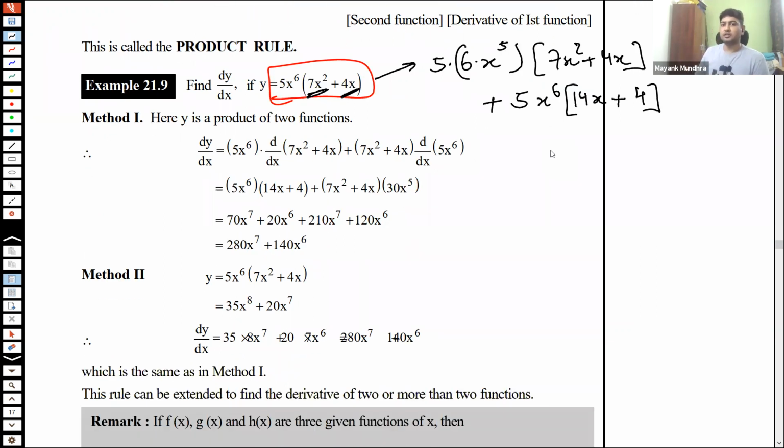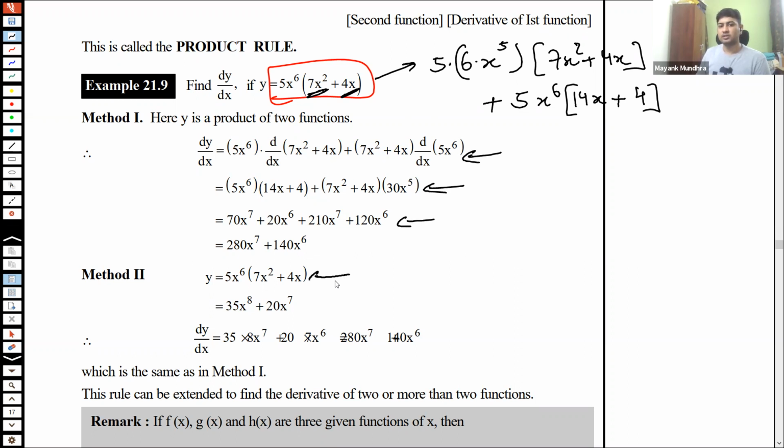So they have done it in two ways. What are the two ways? Keep this thing constant, differentiate this, and this thing constant, differentiate this. Another way to do it is you multiply first and then differentiate. So here what they've done is they have applied product rule. They found the differentiation and then they solved it.